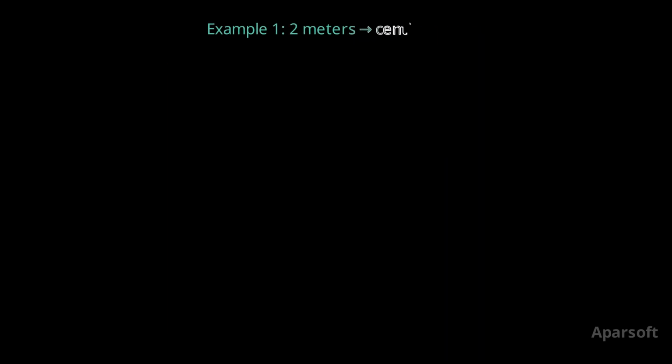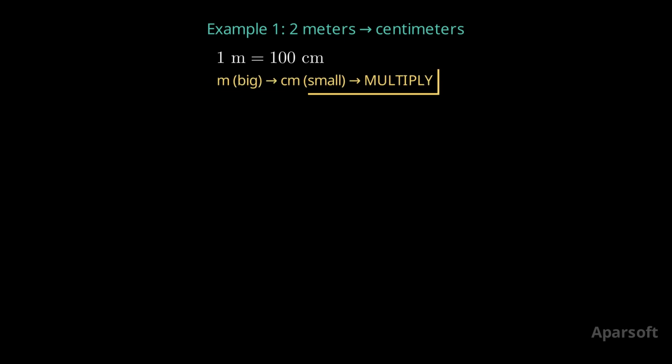Let us try our first conversion. Arya measures a table. It is 2 meters long. How many centimeters? Step 1. Identify the conversion factor. 1 meter equals 100 centimeters. Step 2. Which direction? Meters to centimeters, that is bigger to smaller, so we multiply. 2 times 100 equals 200 centimeters. See how the number got bigger? That makes sense. Centimeters are smaller, so we need more of them.